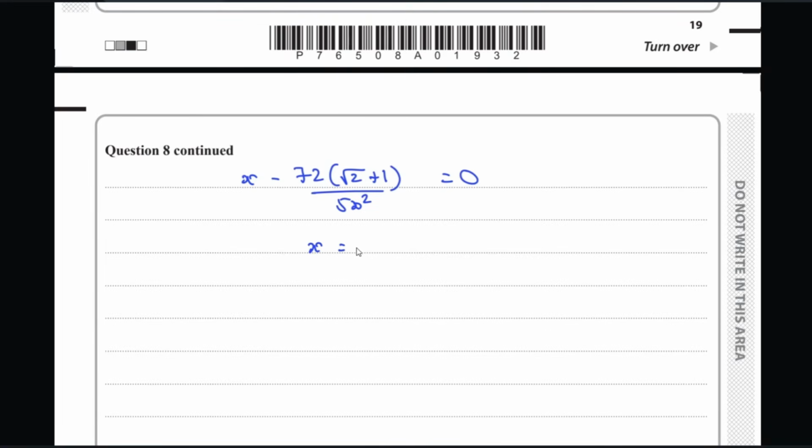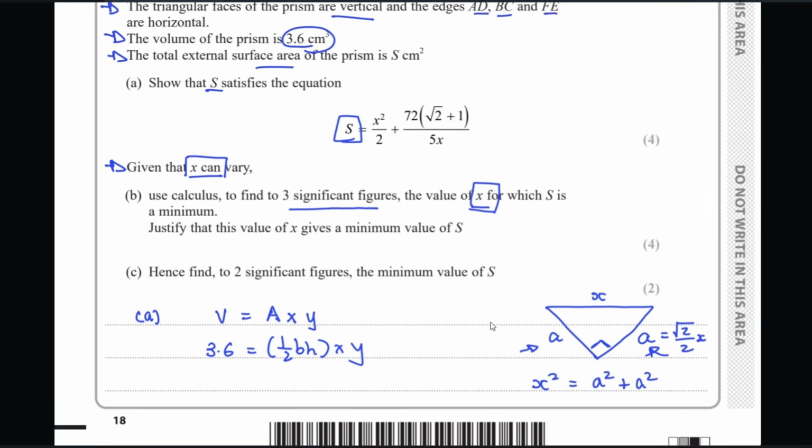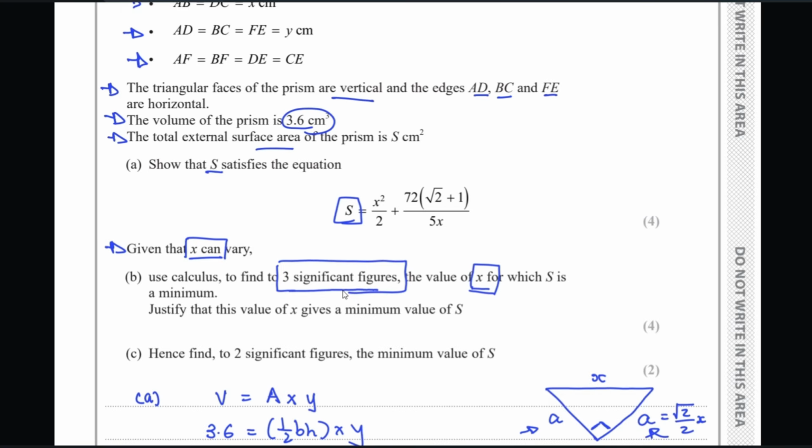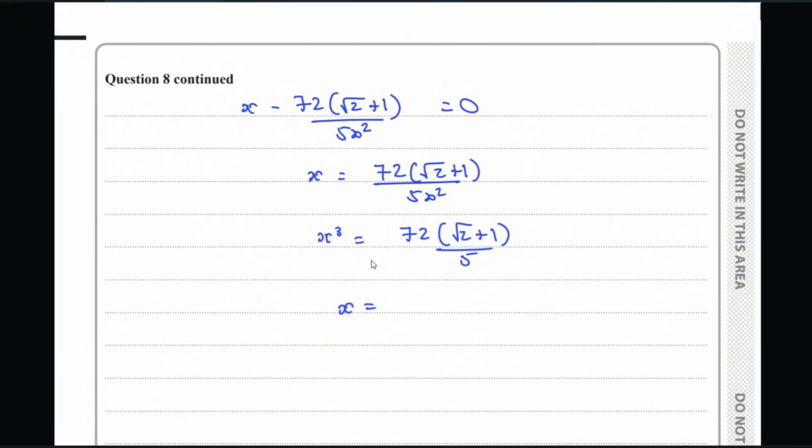So x is equal to, we can move this term to the other side, 72 times root 2 plus 1 over 5x squared. Let's move x squared to this side so that it is x cubed. 72 times root 2 plus 1 over 5. Since we need to find this in decimals, we just need to cube root the value. We need to find the value to 3 significant figures though. So what is the value of x? X will be the cube root of all of this. 72 root 2 plus 1 over 5. This gives us 3.2637.